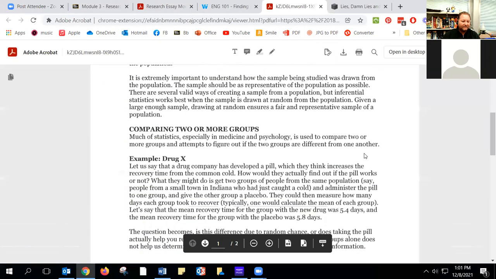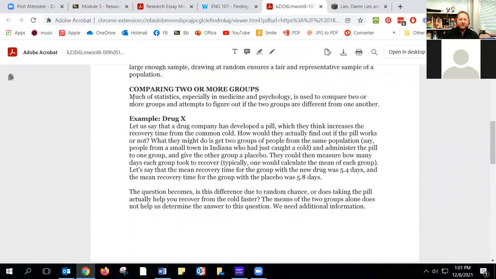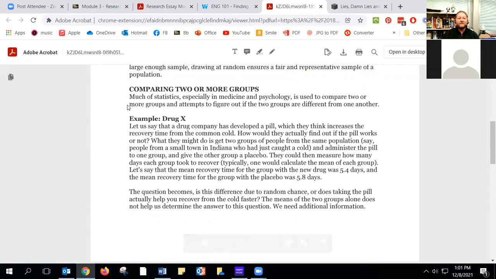So if we look at these things, so comparing 2 or more groups, much of stats, especially in medicine and psychology, is used to compare two or more groups and attempts to figure out if the two groups are different from one another, right? This is very, very common. We're to compare these two groups, right? Educators do it. We'll give one class this kind of test and another class that's the same course a different test. And we'll see which class does better on which test, right?